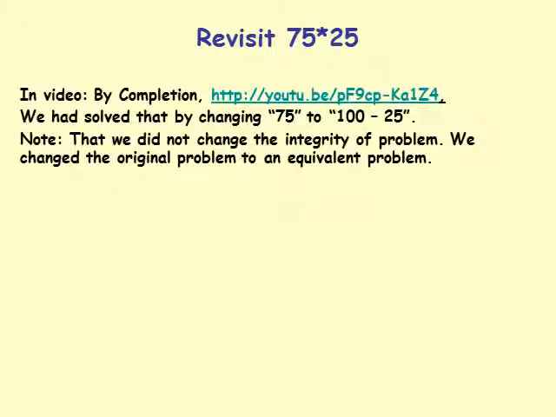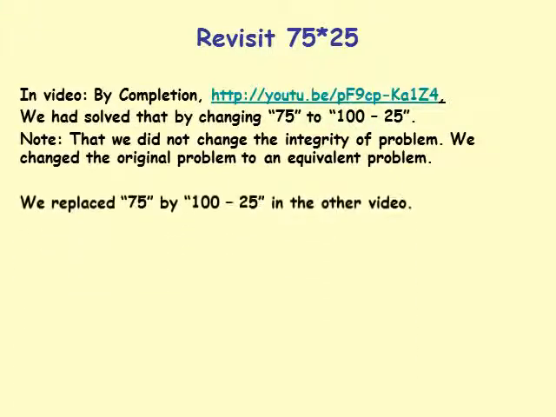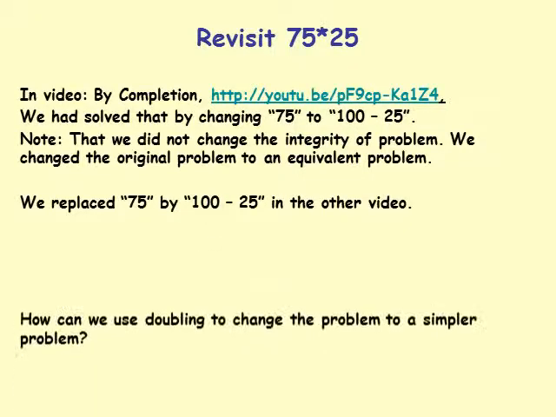Okay, let us continue here. Now we are studying doubling and halving. In doing so, we did not change the integrity of the problem. We changed the problem to an equivalent problem, but we did not change it to a different problem. Original problem had 75. We replaced that by 100 minus 25. Now, that's what we did before, which was by completion. We were completing 100. Now we are doing doubling and halving.